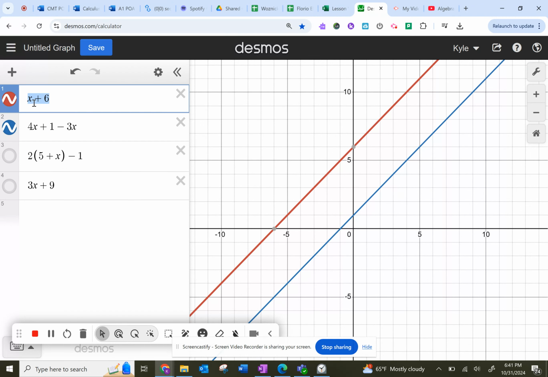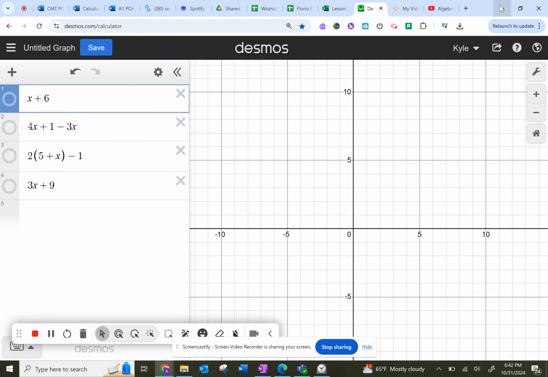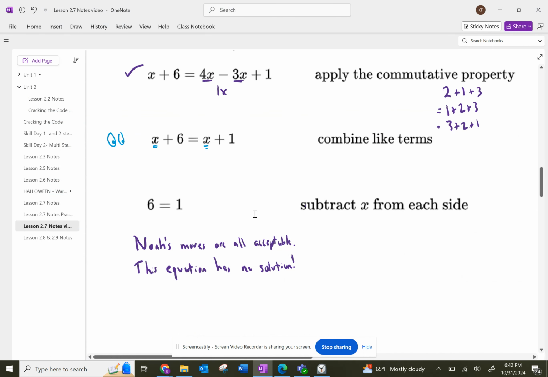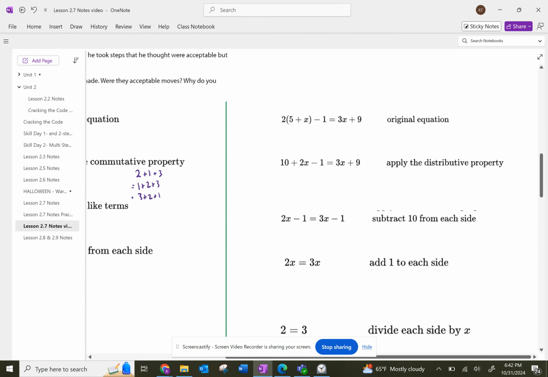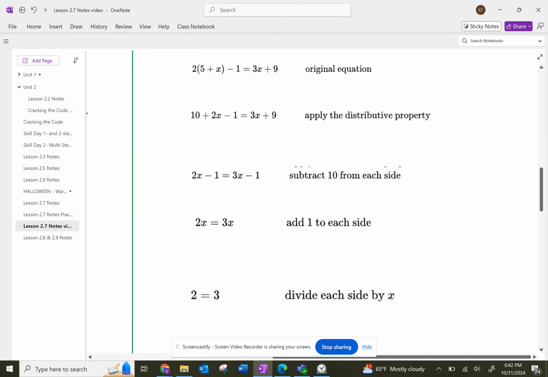This line is always going to be 5 above the bottom line, because again, x plus 1 versus x plus 6, you'll never get the same value. So graphically, you can see that they never intersect, but this equation is impossible to solve. It has no solution. So he did make acceptable moves. It just didn't lead to a solution because the equation didn't have one to begin with.